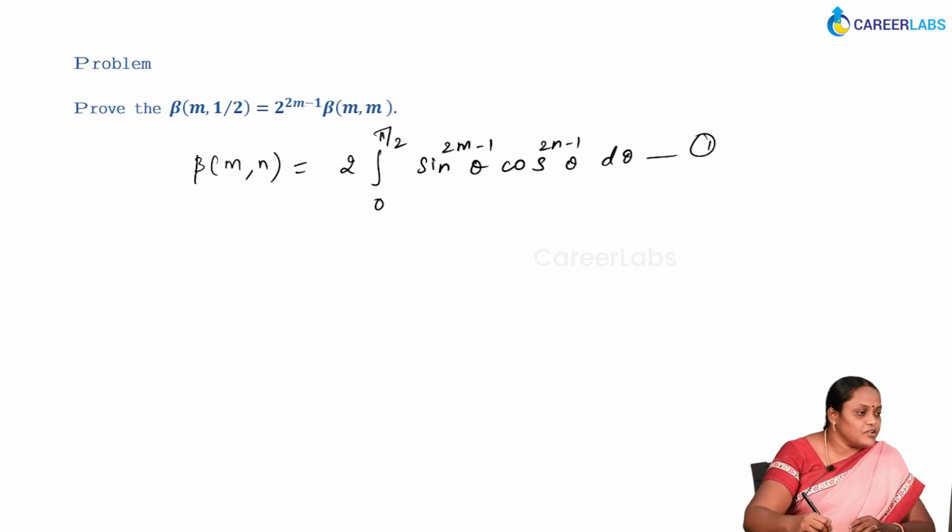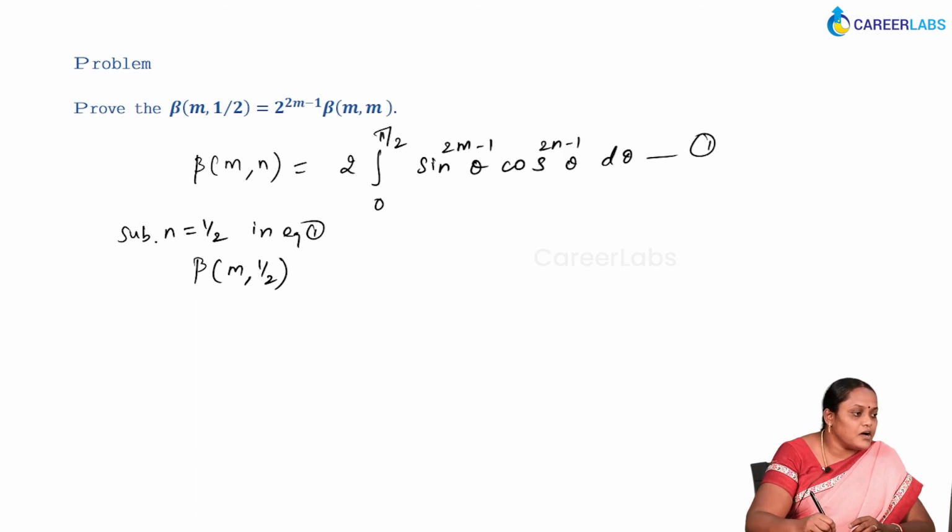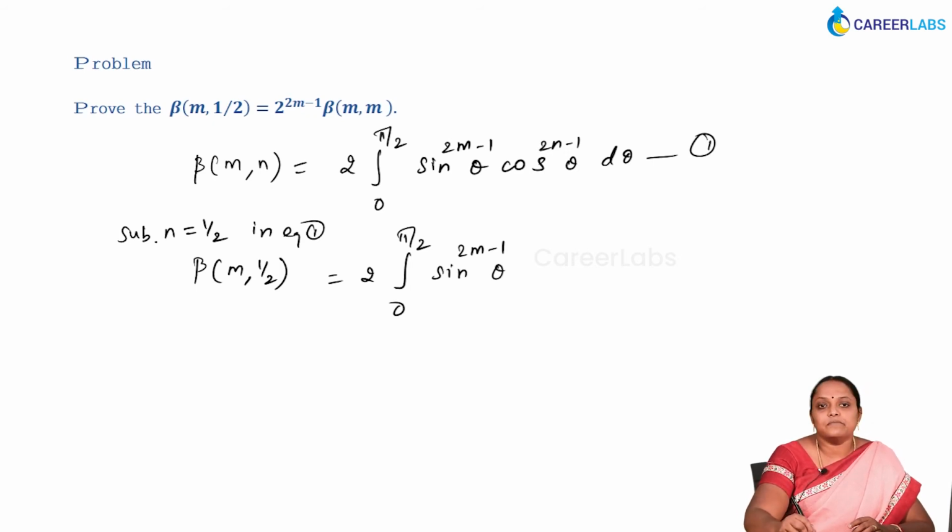So for the left hand side, we need beta of m comma half. For this purpose, we are going to take n is equal to half in equation number 1. If you substitute n is equal to half in equation number 1, what will happen? This will be 2 times integral 0 to pi by 2 sine to the power 2m minus 1 theta. What will happen to this term when you replace n by half? 1 minus 1 will become 0, anything power 0 will be 1. So this term is going to become 1. So this is simply d theta. So let us have this as it is.